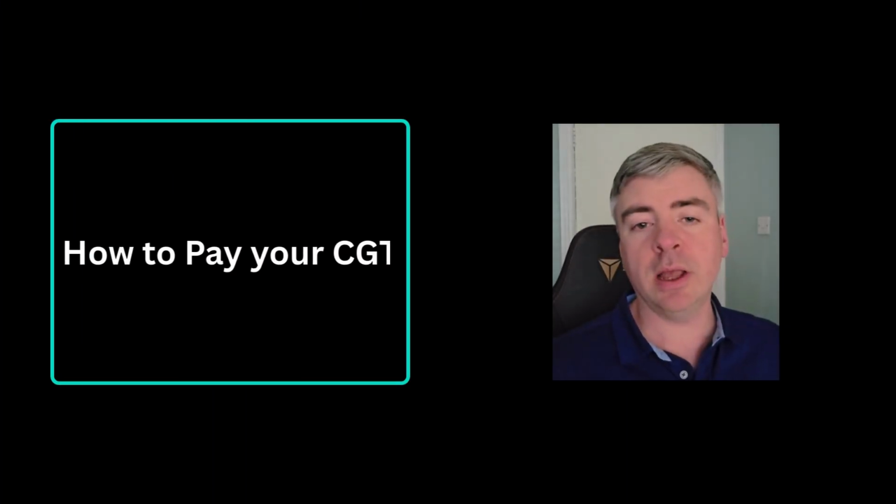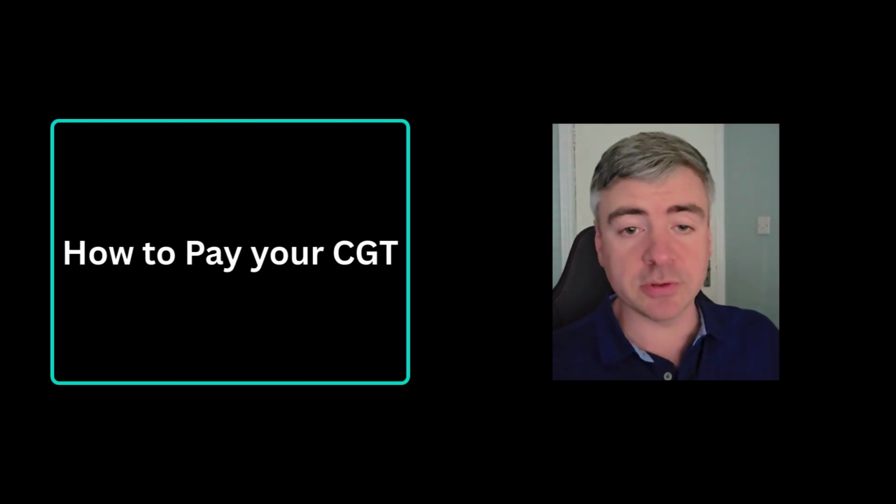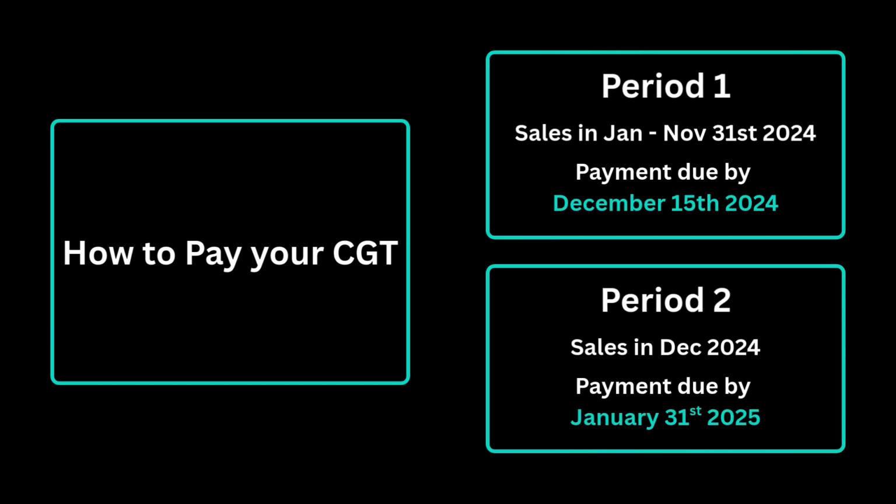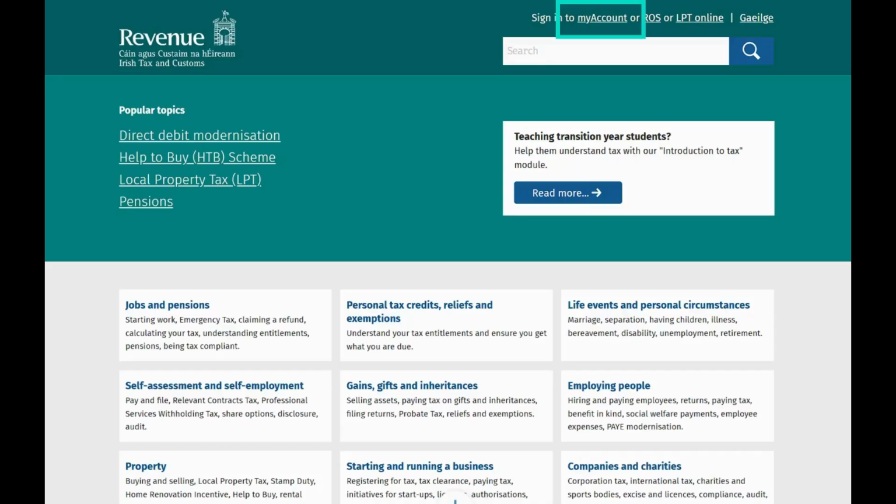Let's kick off with how to pay your CGT. Now, in order for us to understand how to pay our CGT, we need to understand when the money is due. So we flashed up on the screen here the core dates that you need to abide by. Simply, if you sold within the year, you owe Revenue in that same year, more or less, with the exception of January. So to do it, we just go into revenue.ie and click on My Account, which is on the top right-hand side of the screen.